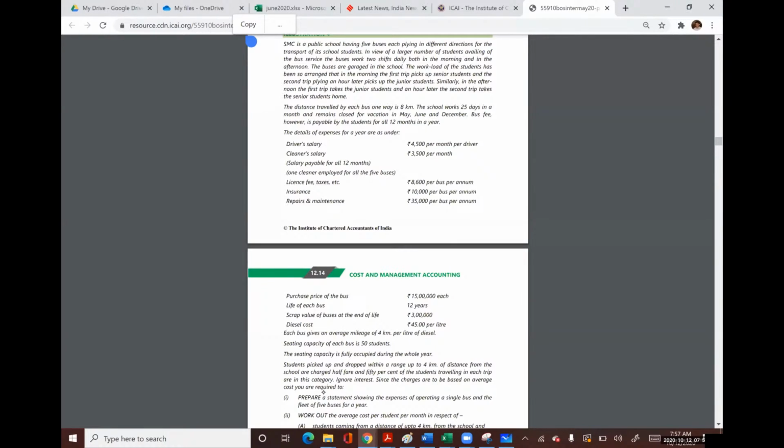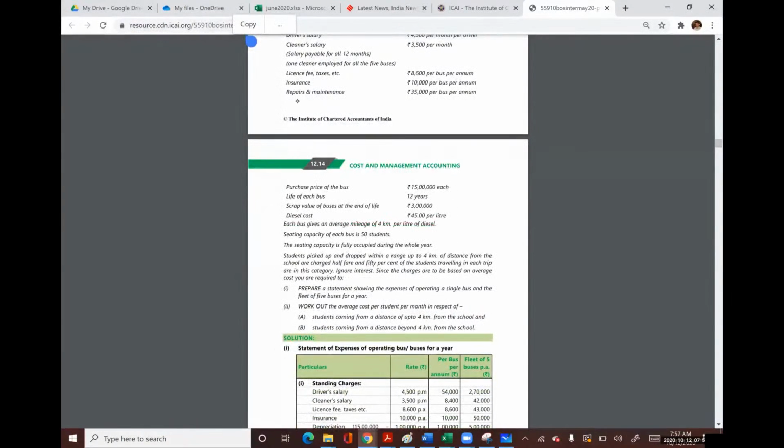The school works 25 days in a month and remains closed for vacation in May, June, and December. Bus fee, however, is payable by the students for all 12 months in a year. The details of expenses for a year are as under. Driver's salary rupees 4,500 per month per driver. Cleaner's salary 3,500 per month. Salary payable for all 12 months. One cleaner employed for all the 5 buses.